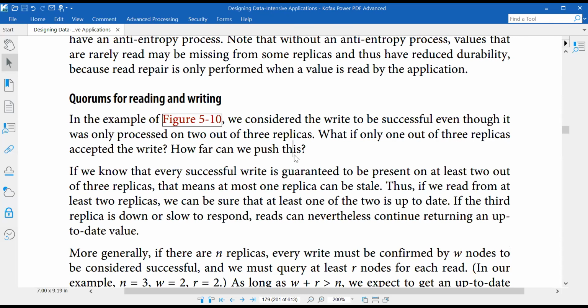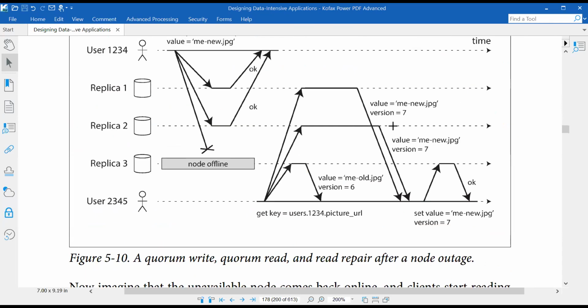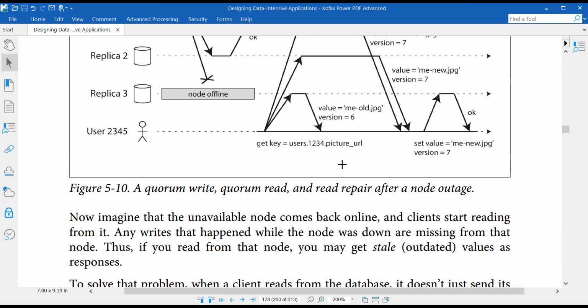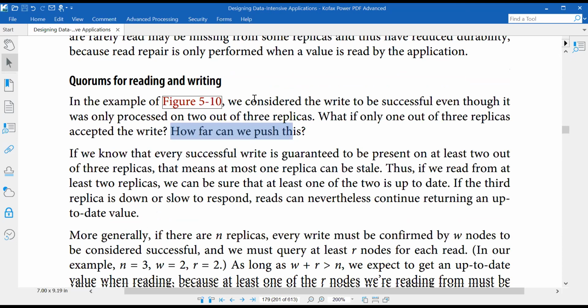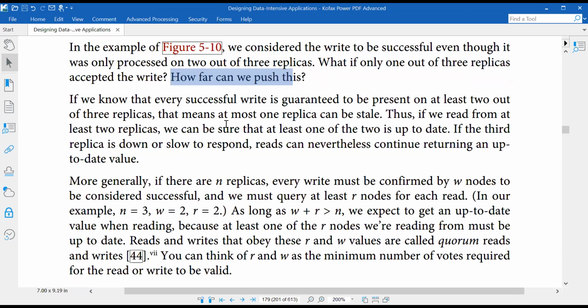Just in case people don't remember, this is the diagram. The 3 replicas were getting the values, wherein this got 7, this got 7, but this got 6, so there was a bit of a gap. Coming back, if every successful write is guaranteed to be present on at least 2 out of 3 replicas, that means at most 1 replica can be stale. Thus, if we read from at least 2 replicas, we can be sure that at least one of them is up to date. If the third replica is down or slow to respond, reads can nevertheless continue returning an up-to-date value.